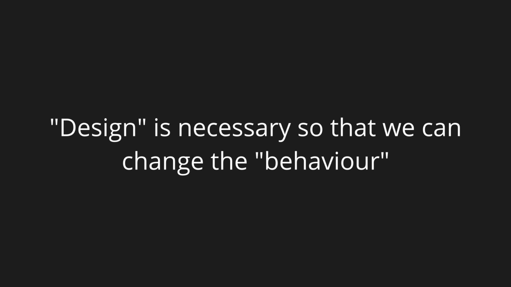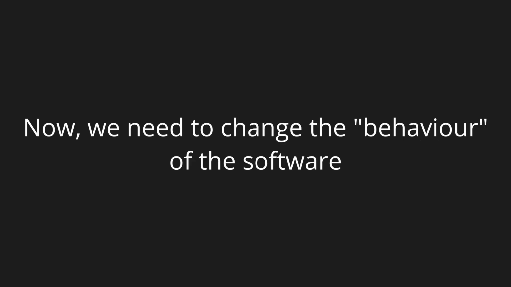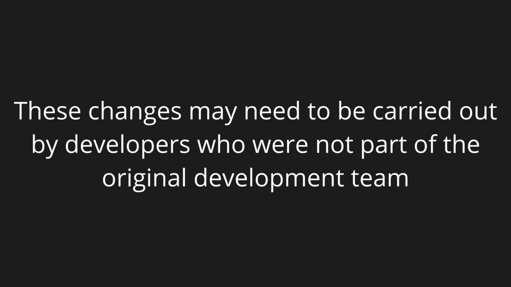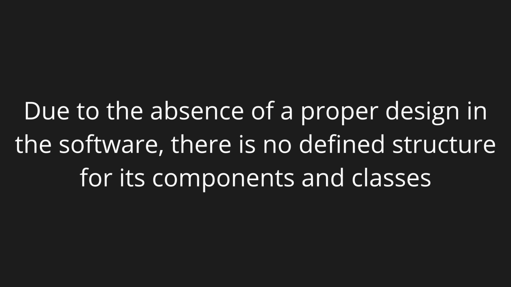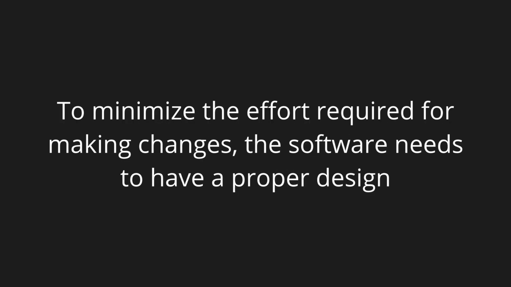Design is necessary so that we can change the behavior of the software when the requirements of our end users change. Let's say we built a piece of software that has all the required behavior but does not have a proper design. Initially, it meets the needs of the end users, but the requirements of our end users may change at any time, and when that happens, we need to change the behavior of our software. And sometimes, these changes may need to be done by developers who are not part of the original development team. Since the software does not have a proper design and there is no defined structure for its components and classes, making those changes will be difficult for the developers. In order to minimize the effort required for making such changes, the software needs to have a proper design.